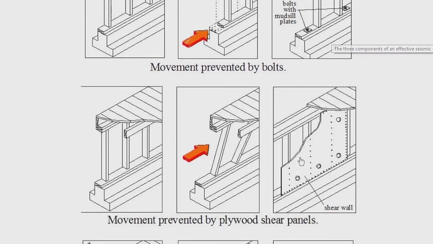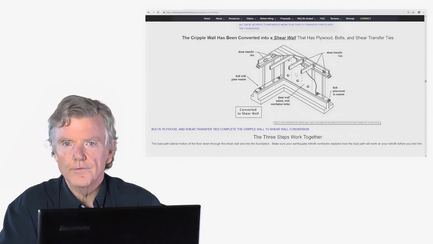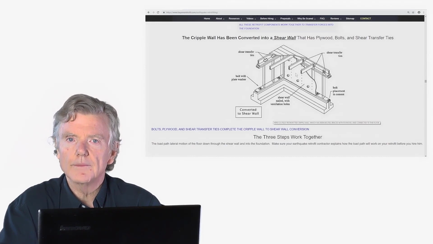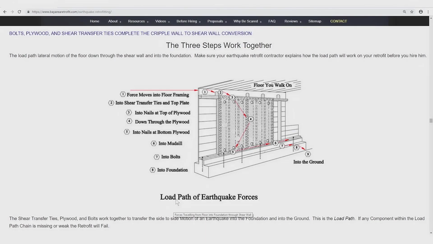And of course, if you don't put the shear transfer ties in to attach the floor to the braced cripple wall, the floor can slide off. So it's really important to have all three here. And if you get a bid from any contractor, you want to make sure that he's doing all three things, just so that you make sure that you protect your house.